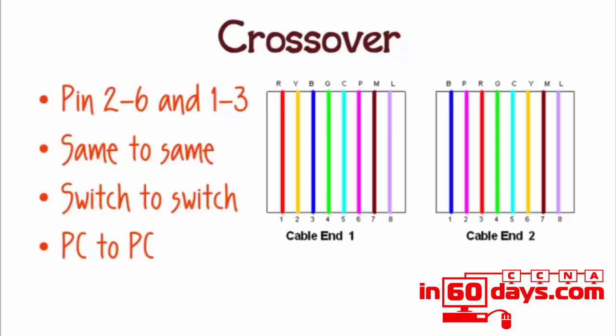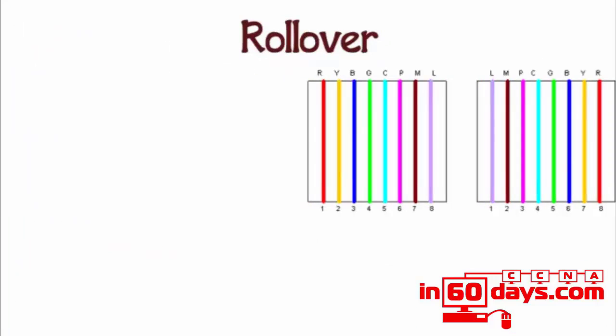Now, a lot of modern switches will auto detect, so they will detect whether or not they should be using a crossover cable, and it will automatically convert your straight to a crossover for you, but you can't always guarantee that. A rollover cable, it's also called a flat cable, console cable.